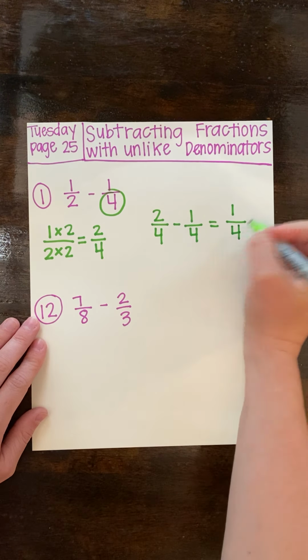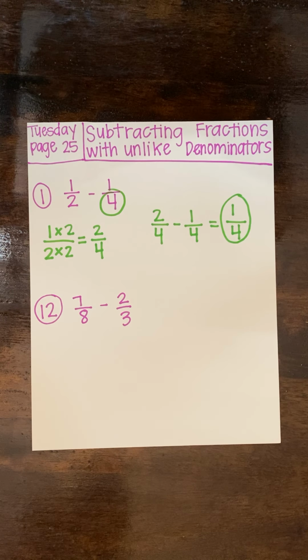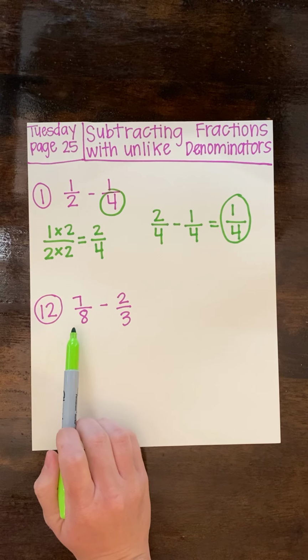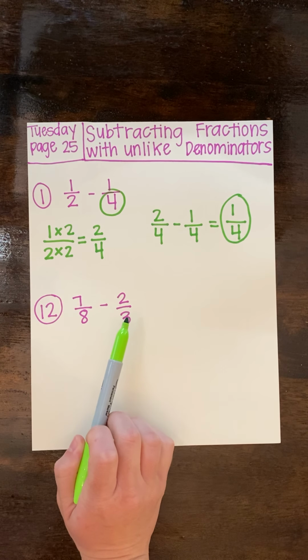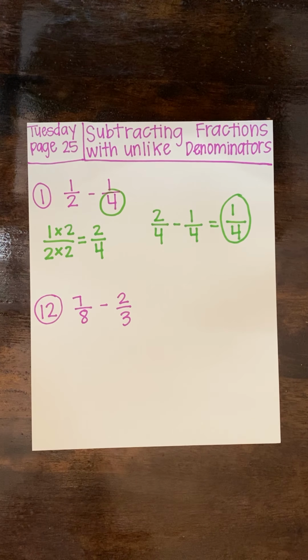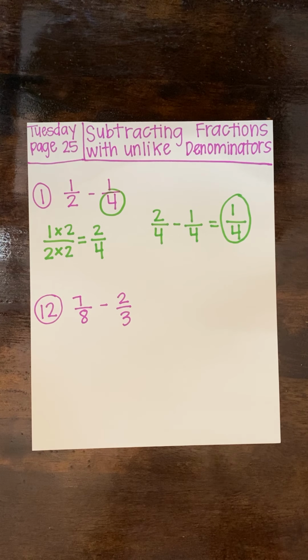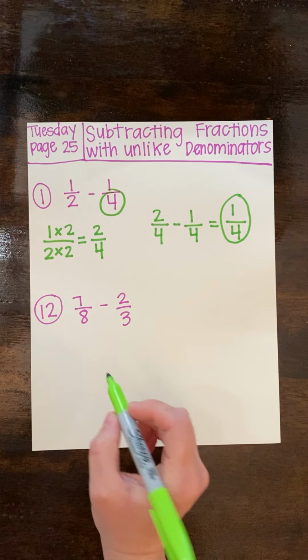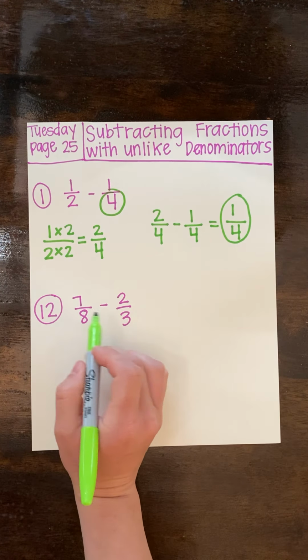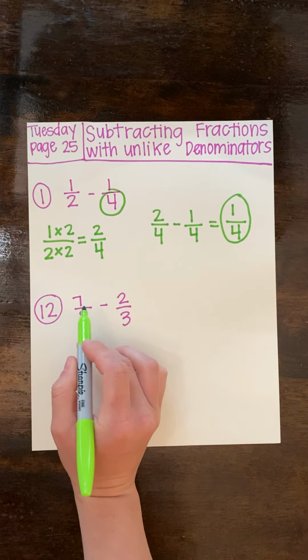Now we have number 12. I have 7/8 minus 2/3. Now I cannot multiply 8 times anything and get 3, and I can't multiply 3 times any whole number to get 8. So what I'm going to do here is multiply each of these fractions by the other denominator. So I'll start with 7/8.